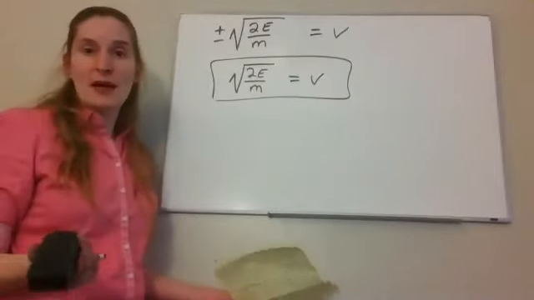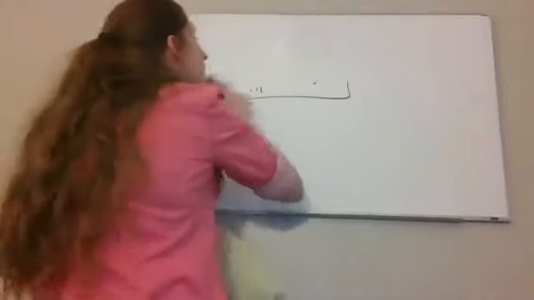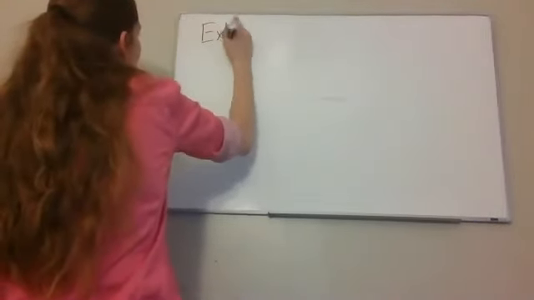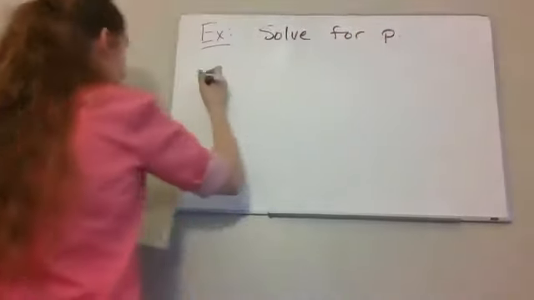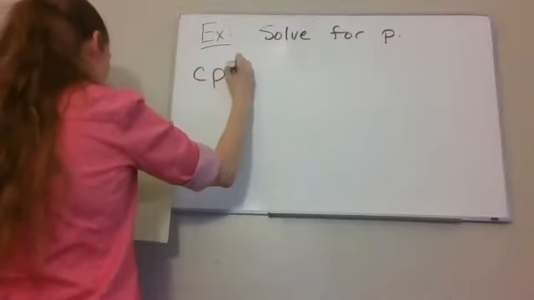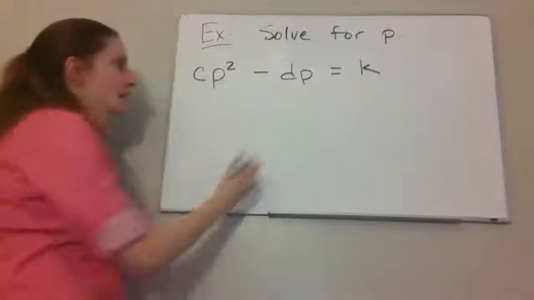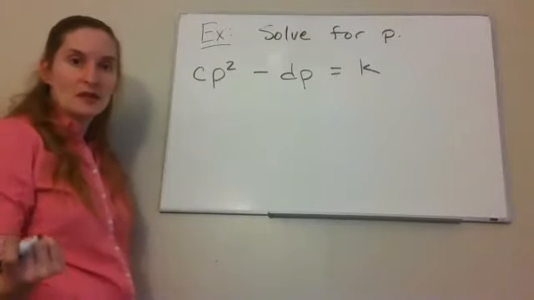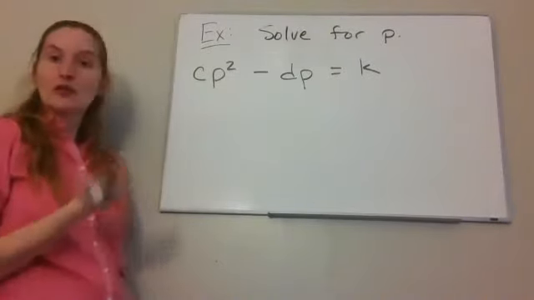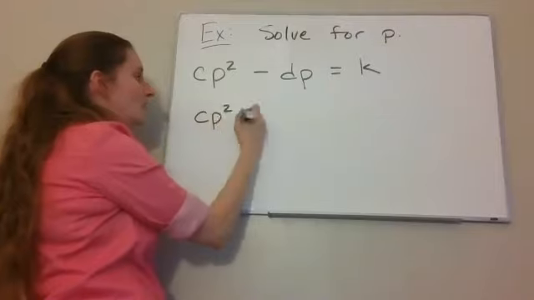All right, that one wasn't too bad. Now let's see if you're really ready. We're going to do a really tricky one. Solve for p. And we have cp squared minus dp equals k. So again, we need to not be scared by all of the letters. Treat them just like numbers. To make this look like a standard quadratic equation, I need to move this k to the other side so that this is equal to 0.